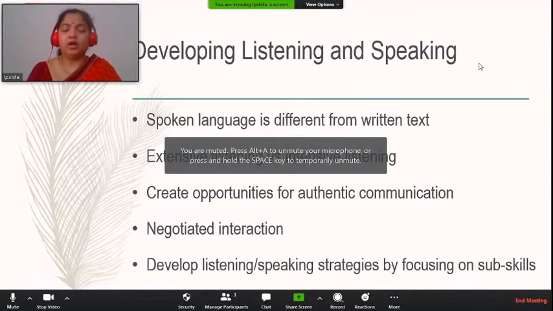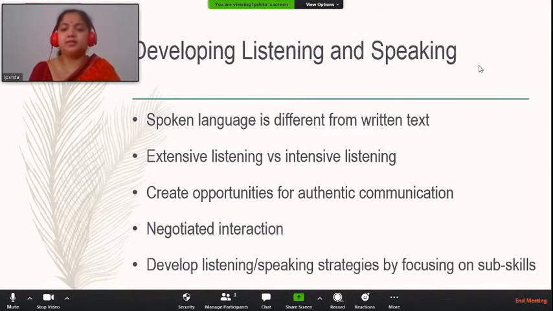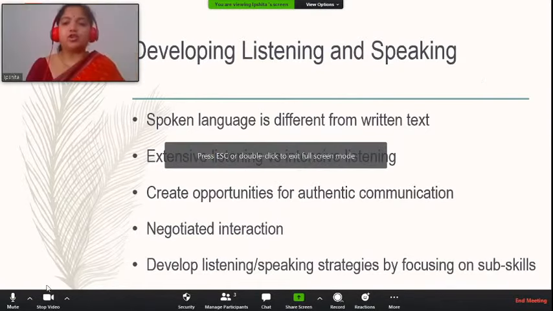Now, we are going to discuss the 4 skills: listening, speaking, reading, and writing. So now we are going to talk about developing listening and speaking.